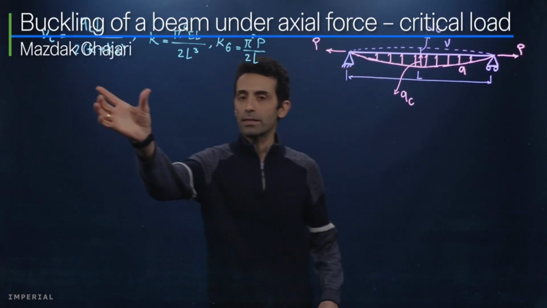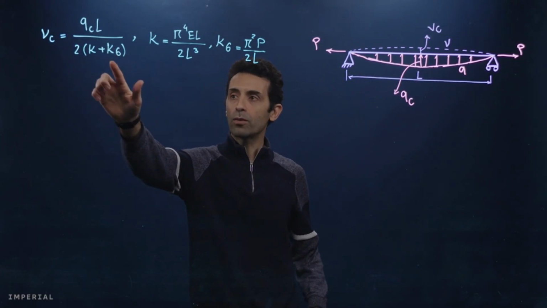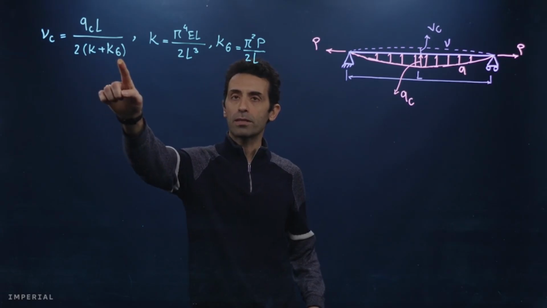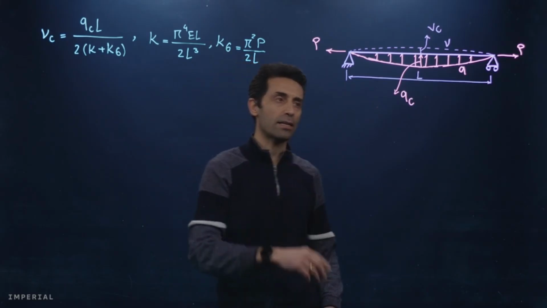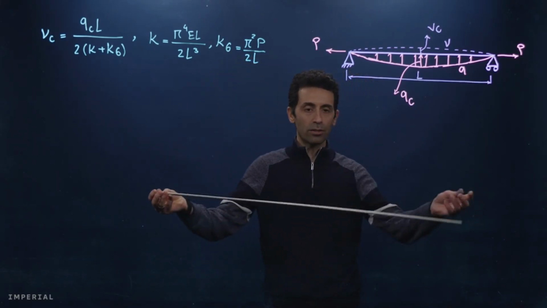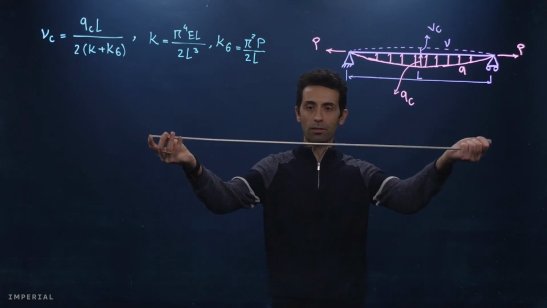So again, let's look at our equation here. In the denominator, we have the overall stiffness, which is K plus K sigma. And as I mentioned, K sigma is a function of P, which is the axial force. So this is actually the same problem. I have a beam that is under axial force.